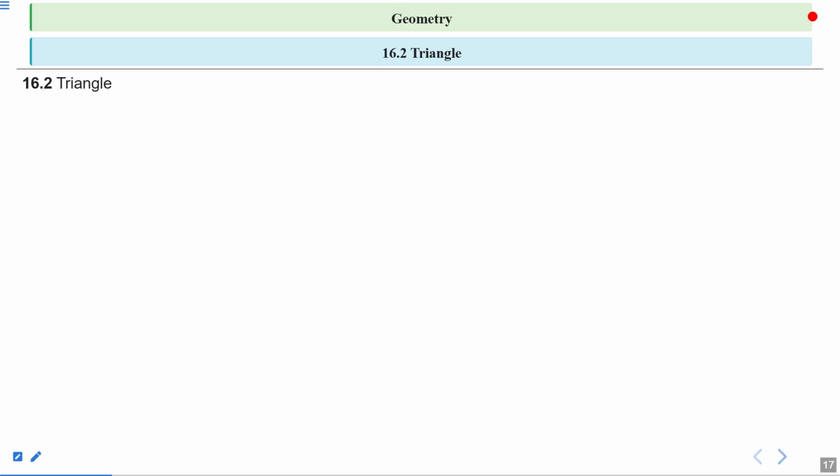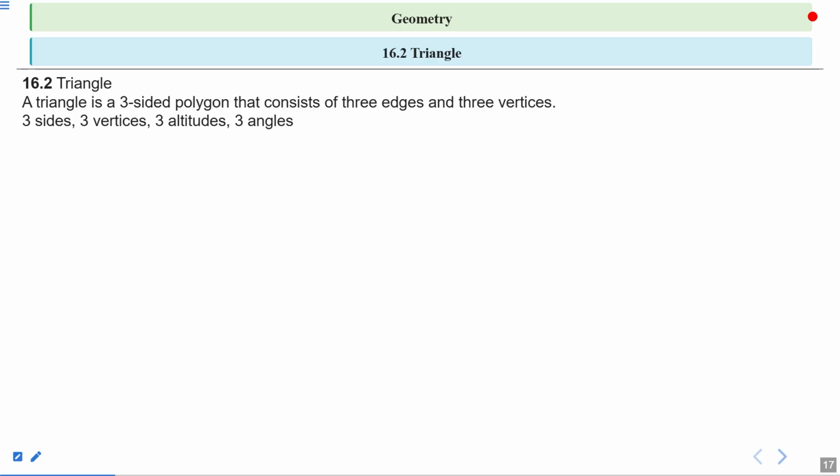Triangle. A triangle is a three-sided polygon that consists of three edges and three vertices. So three sides, three vertices, three altitudes and three angles in any triangle. This is the diagram of a triangle in which we can see three sides, three vertices, three altitudes and three angles.